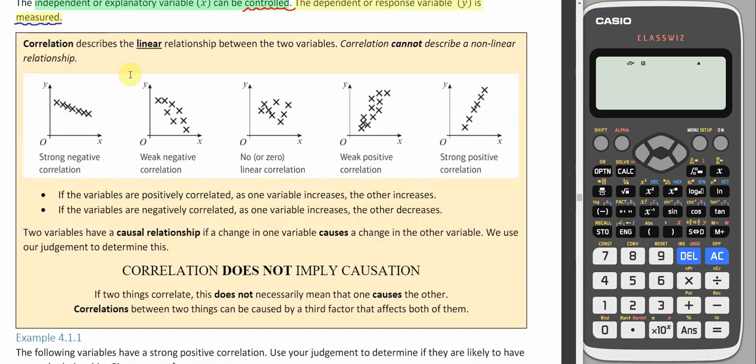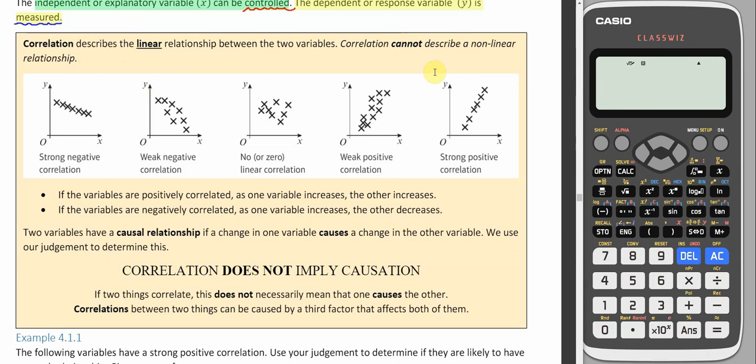Now next up, we're going to look at a few scatter diagrams. The word correlation describes the linear relationship between the two variables. So if there is a straight line relationship, so on a scatter graph you'd see the points fitting close to a straight line, then it has linear correlation. This type of correlation that we study at A level cannot describe any non-linear relationship.